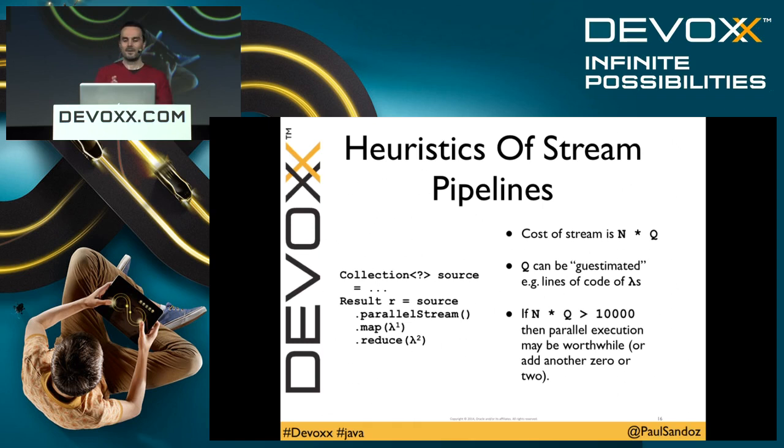This is approximate, but if n times q is greater than 10,000, you've got a good chance of getting a speed up on modern hardware. Doug says, well, if you're not brave enough, add another 0 or 2 onto that. So it's fuzzy in that sense, but it's just to get you to think about this and to understand. So if n is very large, q can be small, but if n is small, q has to be larger.